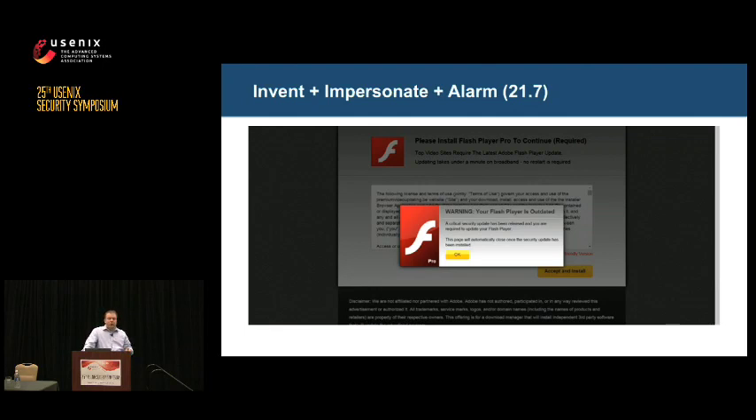Invent, impersonate, alarm. We'll look at the fake Flash example again. If you remember, in this example, the user's prompted with a warning: your Flash player is outdated. It's invent because the software doesn't check if they have Flash player and what version they have. It's impersonation because the ad's claiming to be Flash player. And it's alarm because it's using the fear of the user's Flash player being outdated and vulnerable to try to convince them to download and install the software.